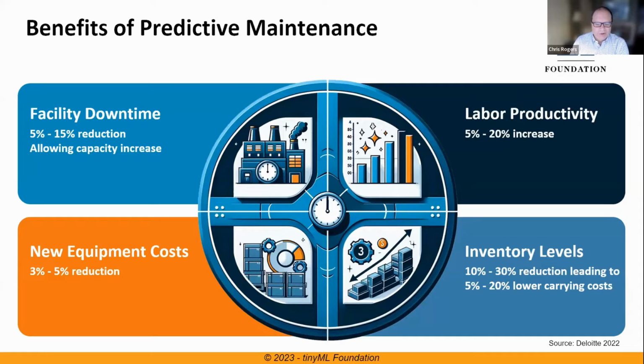Inventory levels, you can reduce inventory levels because of more stable supplying capacity and reliable manufacturing flow. And then finally, the need to invest in new equipment is reduced between 3 to 5% as you're able to extract more useful life out of machines through proper maintenance techniques. So all together, you can see that when applied across a manufacturing process, there's tremendous value to be had from doing these types of things.